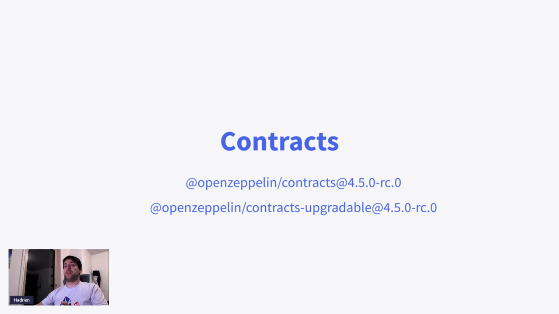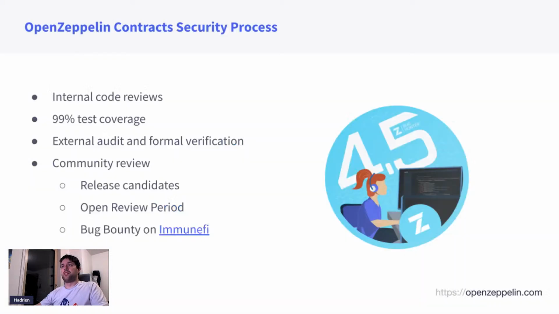The first thing that we are going to present is contracts, but I think this is also true of what's coming later. We just released version 4.5 release candidate 0, so RC is release candidate. This was just a few days ago. There is a release candidate period for these contracts before they are fully released. We strongly encourage you to try them out, but also look for potential issues.